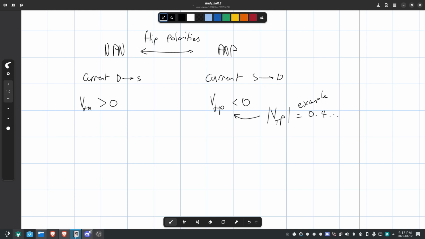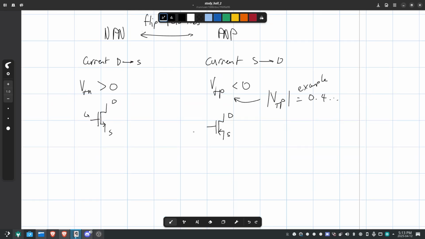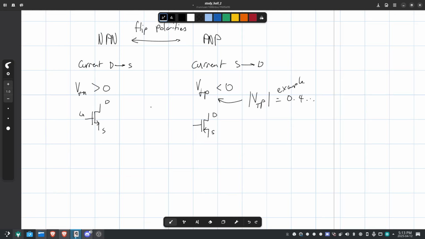And what's the other difference? Right, how you draw them. This is your gate, that's your drain, that's your source. The PNP is the exact same way, except the arrow is drawn the other way. And this arrow is very useful because it tells you where the current goes, right? The current goes from drain to source or source to drain. Everything else is the same. That's it. You just flip the polarities, right? So all of the other rules you'll see, it's practically the same.